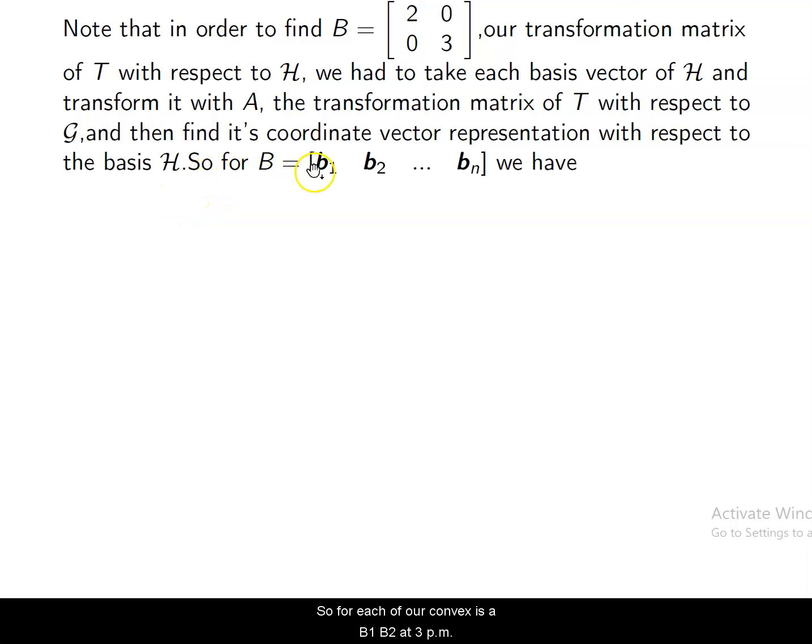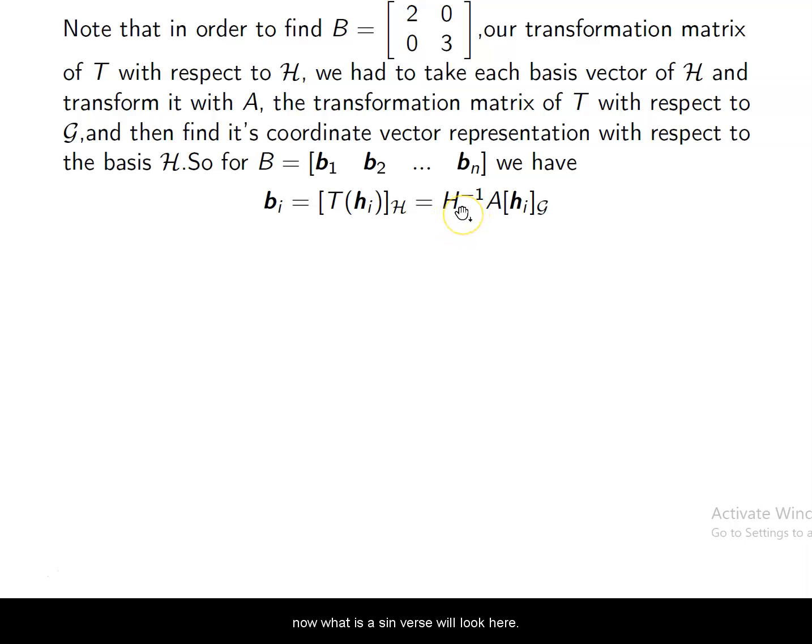So for each of our column vectors of B, B1, B2 up through Bn, we have the following. I transform my H vector with respect to T, and then I take that result and write it in terms of the basis H. So how do I do that? First, I have to take H sub i, whichever one I'm looking at. I need to turn it into a vector representation in G. Then I can multiply it by that transformation matrix in G, and then multiply it by H inverse. Now, what is H inverse?